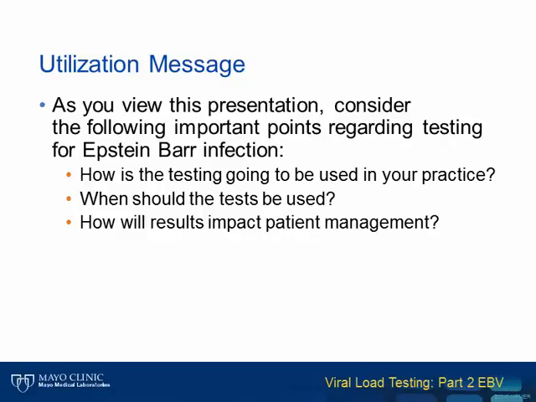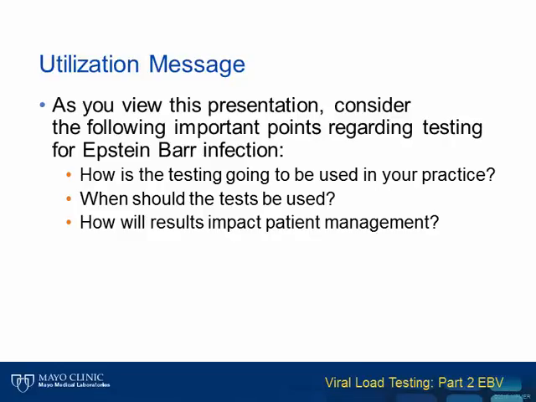Like cytomegalovirus, or CMV, which we talked about in part 1 of this series, EBV is a member of the herpes virus family that most individuals are exposed to by early adulthood. Because of this, it's an important cause of both acute and reactivated disease in immunosuppressed patients.